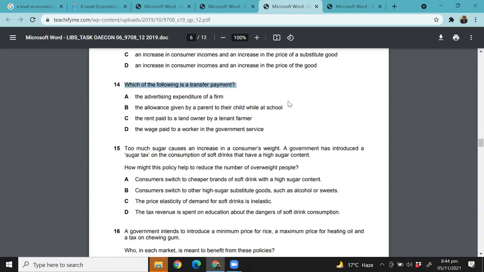Which of the following is a transfer payment? What is a transfer payment? Transfer payment is the money that the government pays to deserving people, right? Social security like pension, unemployment benefits, income support programs. Advertising expenditure of a firm, that's not a support. The allowance given by a parent to their child while at school, the rent paid to landlord by the tenant farmer, the wage paid to a worker in the government service. Interesting. The allowance given by a parent to their child at school.